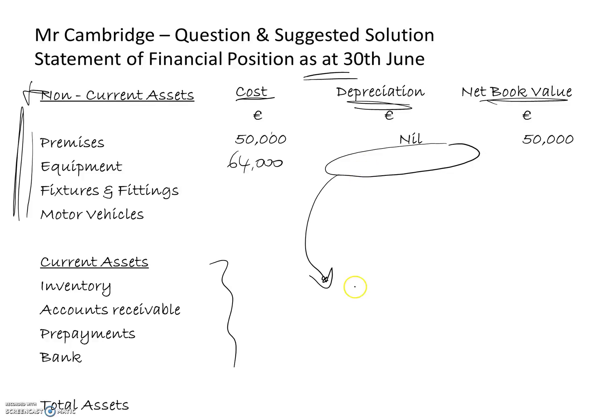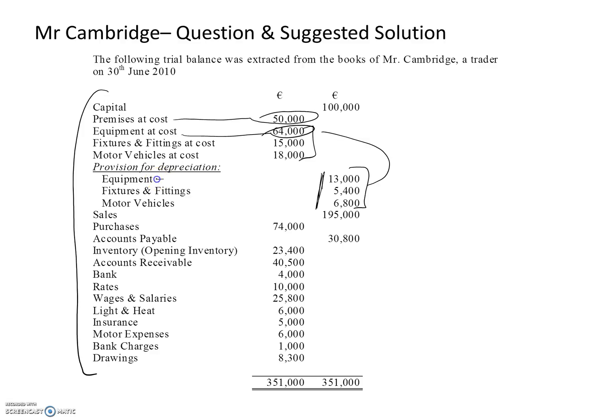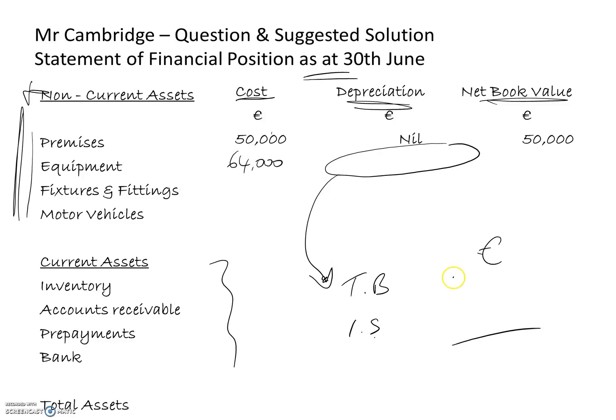But to get the depreciation figure, I need to look in the trial balance and I need to look in the income statement. If I go to my trial balance now, the equipment, we can see the provision for depreciation of 13,000 is the depreciation from the day the asset was bought up to the beginning of the current year. So I have 13,000 going in there.